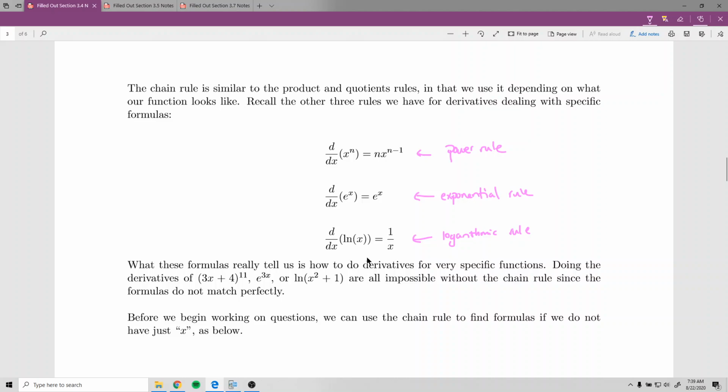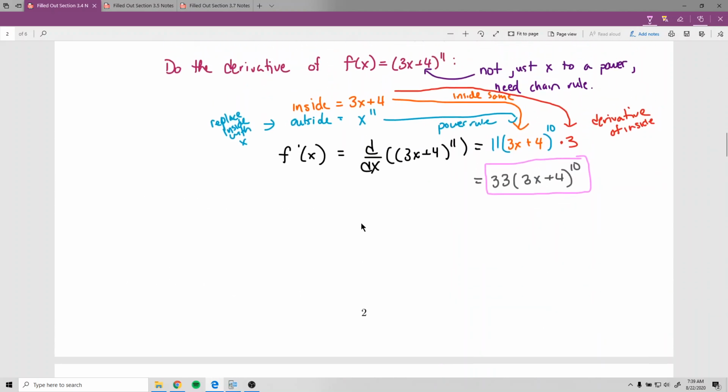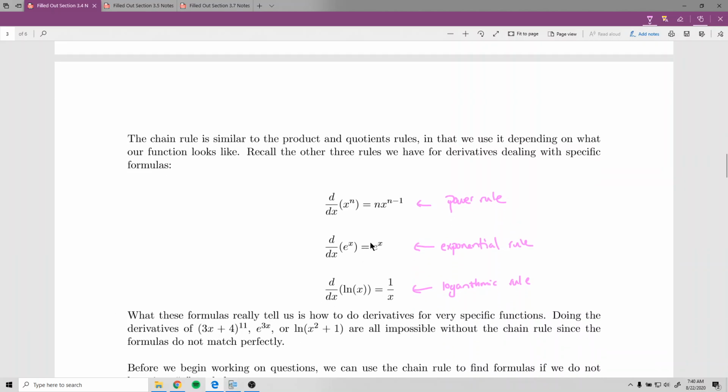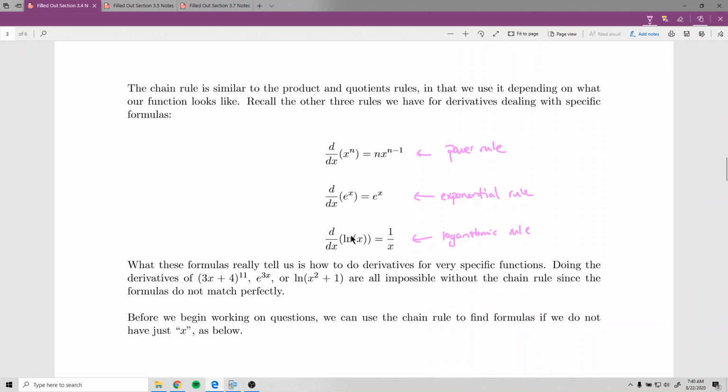So anytime you want to do a derivative, but your x isn't just x, like we saw with the example before, where our inside, instead of having x to the power, is 3x plus 4, we had to use the chain rule. When it comes to e to the x, if you have anything else in the exponent besides just x, you're going to have to use the chain rule. If you have anything besides just x in the natural log of x, it's in your best interest to use the chain rule. Although we saw in the previous section that you can use log rules to simplify first and then do other things, in general, the best idea is to use the chain rule.